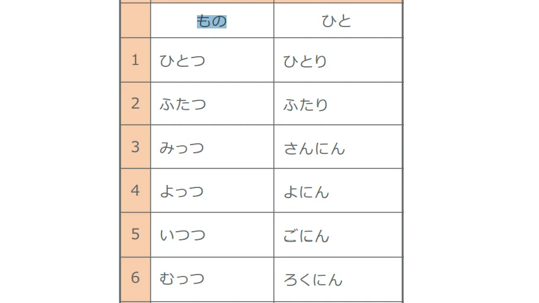In this column here, we have the general counter for things. In this column down here, we have the counter for people. Counters for people, with the exception of 1 and 2, all end in nin, whereas the general counter ends in tsu. This is just something that you're going to have to learn.